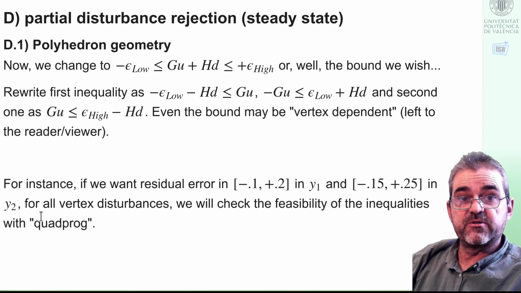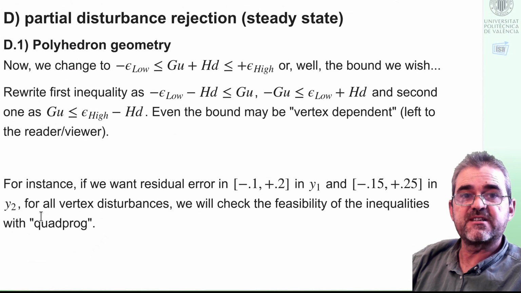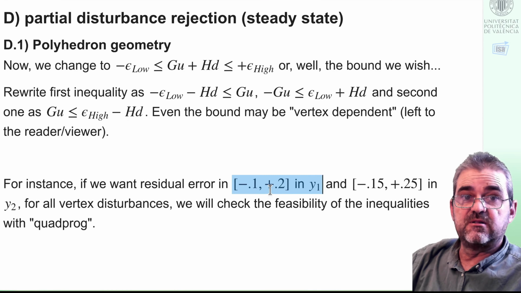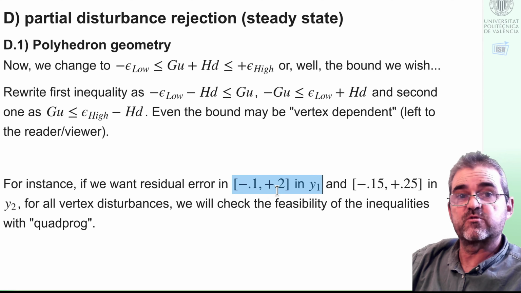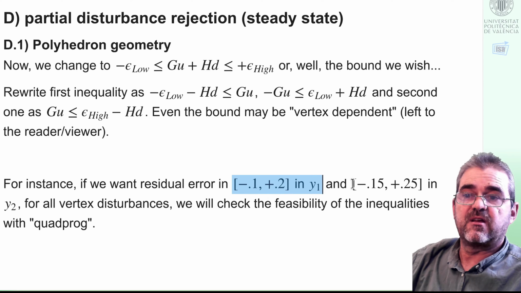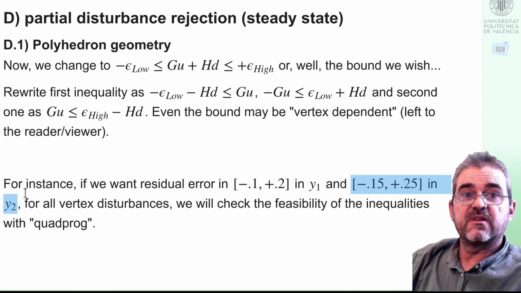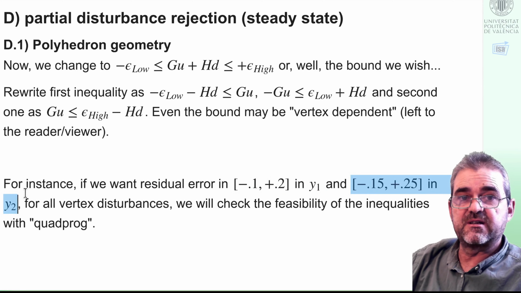So what are we going to do now? In partial disturbance rejection, we are going to state the problem in a different way. For instance, we wish to be able to bring back to the operating point the first variable, if not to 0, to something in the interval from minus 0.1 to plus 0.2. And regarding the second variable, if we cannot achieve 0 error when subject to maximum disturbances, we at least wish to bring the residual error inside the interval from minus 0.15 to plus 0.25.